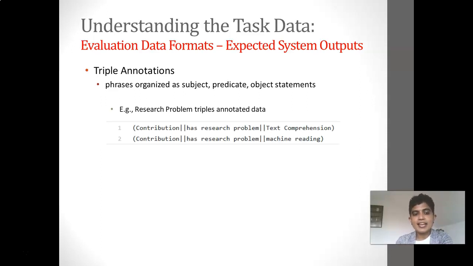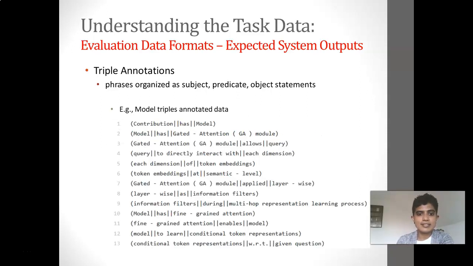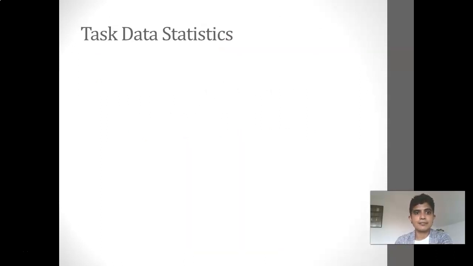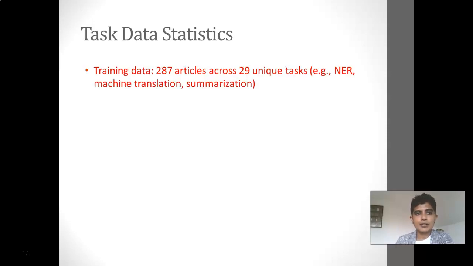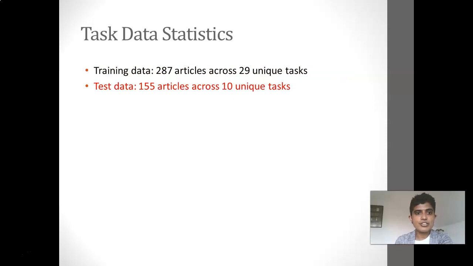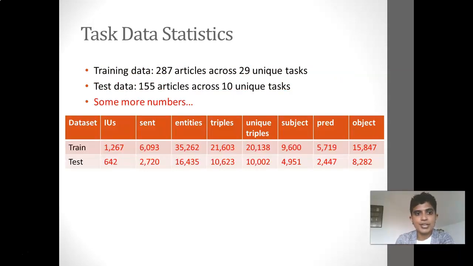So on the slide, you see an example of a research problem annotated data, and here is a bit more detailed model triples annotated data. Our task data statistics were the following. Training data, we annotated 287 articles in all, and to be representative of the field, they were distributed across 29 unique tasks like NER, machine translation, summarization. Our test data had 155 articles across 10 unique tasks.